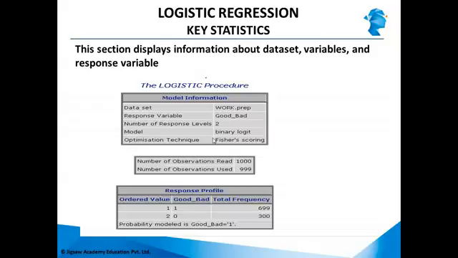Also we have a response profile which tells us how many goods and bads we had. The number of observations with a value of 1 was 699. The number of observations with a value of 0 were 300. SAS is also telling us that because we used the descending option, it modeled the probability of event equals 1 and not of 0. Remember, event equals 1 is the probability of not defaulting on the loan, and 0 is when someone defaulted on the loan.